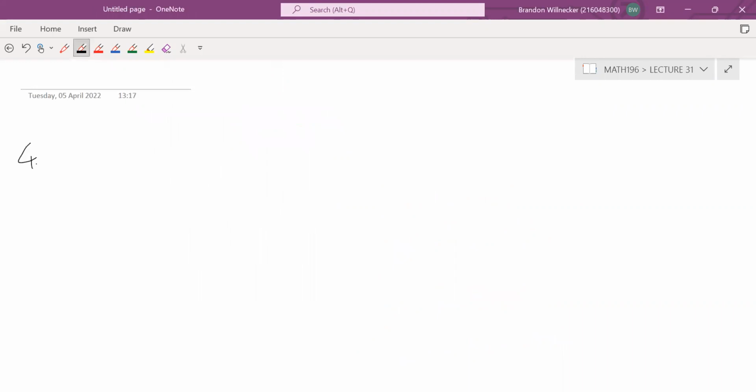Okay, so the next one is 4.2. So this is the integral of x natural log of x dx. Okay. So now, again, we need to pick. One of these parts is going to be u. One of these parts is going to be dv.